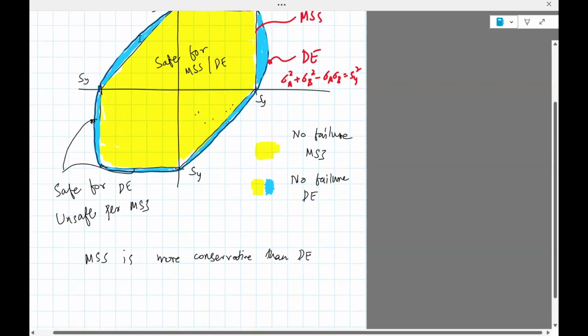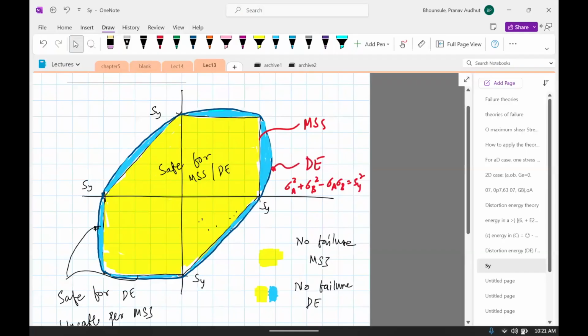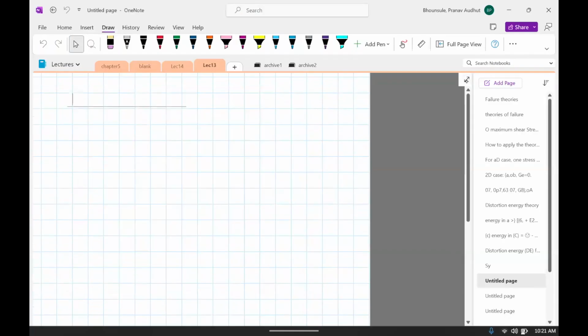Okay, so that's like the most important thing. Now let's get to design using MSS, D. Just like we looked at design using MSS, okay? So first thing is the factor of safety, or design factor. That's simply SY divided by the von Mises stress. I wrote down the von Mises stress earlier.